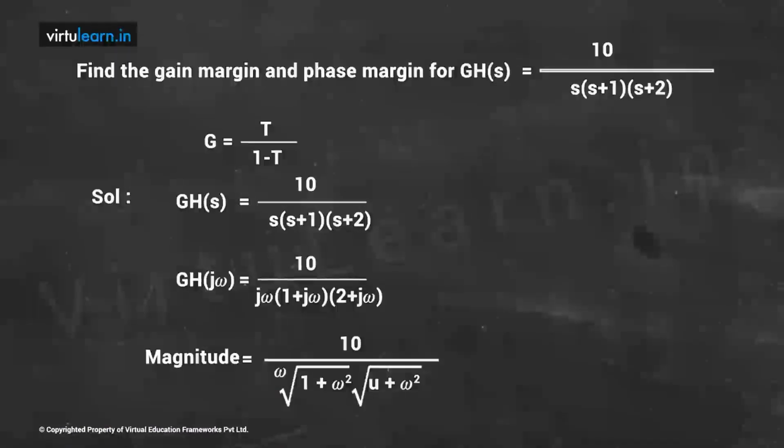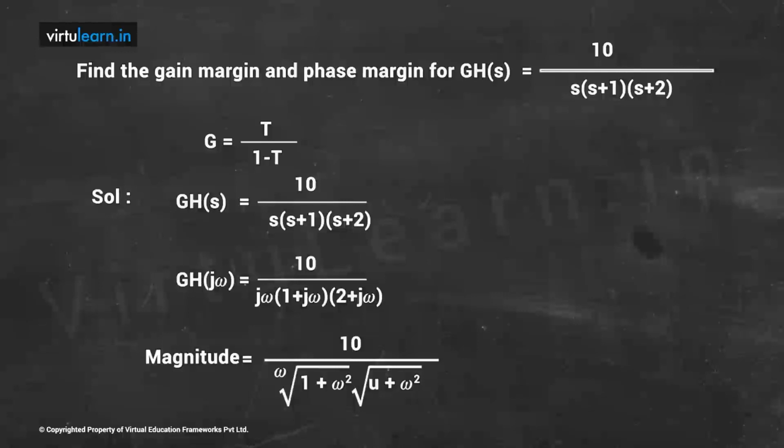Find the gain margin and phase margin and closed loop stability of the system whose open loop transfer function is given by GH of S is equal to 10 over S into S plus 1 into S plus 2. So the open loop transfer function is given, and once it is given, we know the steps we can follow.